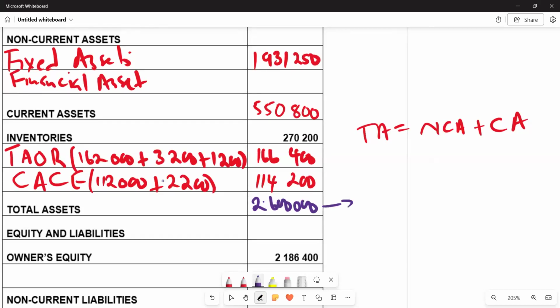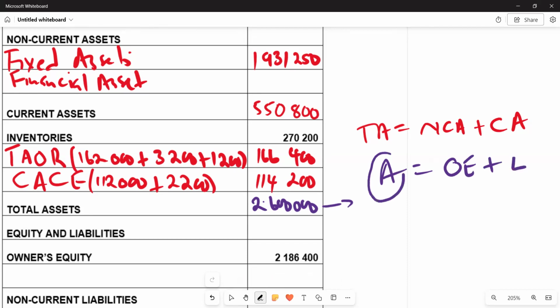So this becomes a first balancing figure. Remember, by preparing the balance sheet, we are trying to abide by the accounting equation, which says assets is equal to owners equity plus our liability. So right now we have found the figure for total assets, which is this one. So it has to be the same as the total of owners equity plus liabilities, which is the section that we are now going to. So we can just go down.